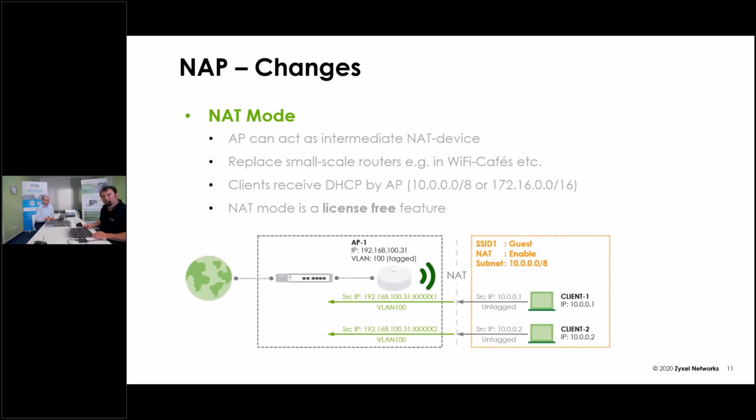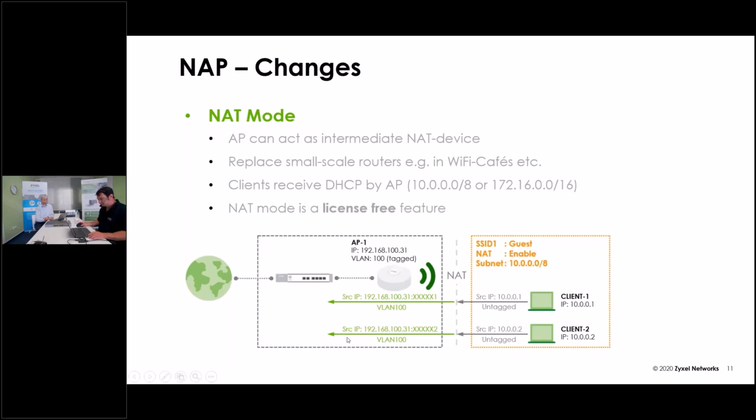Let's move over to the next feature, which is NAT mode, and my personal favorite of the newly implemented functionalities. NAT mode means that the access point can act as an intermediate NAT device. What does that mean? We'll get to that in a moment. The scope of this feature is to replace small-scale routers in, for example, an internet cafe or somewhere where not that much sophisticated firewall configuration is needed, but basically only a NAT propagating device.